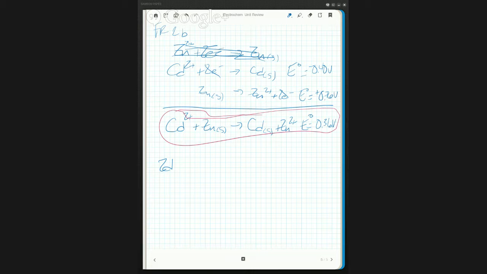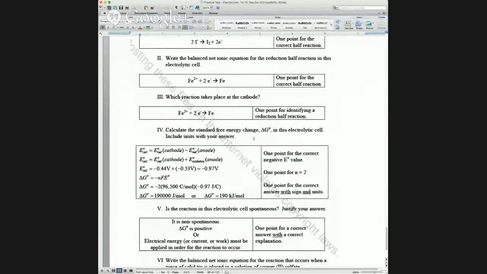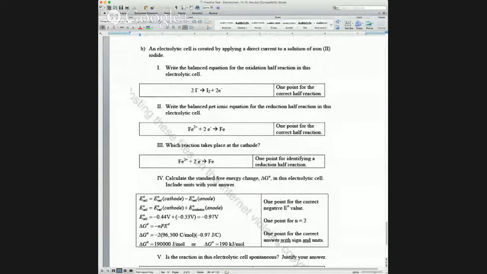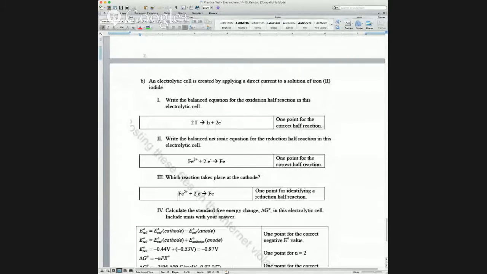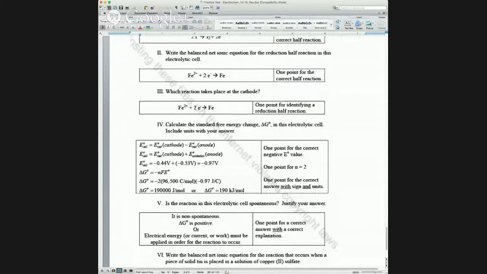Let me show the document real quick so you guys can see what I'm looking at. I'm probably a little confused. This was supposed to be 3 right here. So this is, I guess, A, B, C, and D. And D is the calculated standard free energy change, delta G naught, in this electrolytic cell. Include your units with your answer.